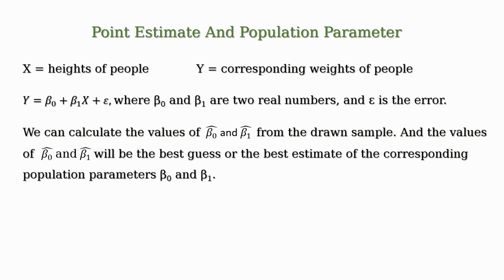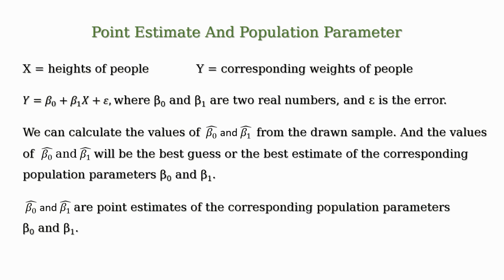In other words, it is not feasible to measure the heights and weights of the entire population. So, we draw a sample and calculate β0 hat and β1 hat. Using these calculated values of β0 hat and β1 hat, we can estimate the relationship that exists between heights and weights of the entire population. So, β0 hat and β1 hat are point estimates of the corresponding population parameters β0 and β1.